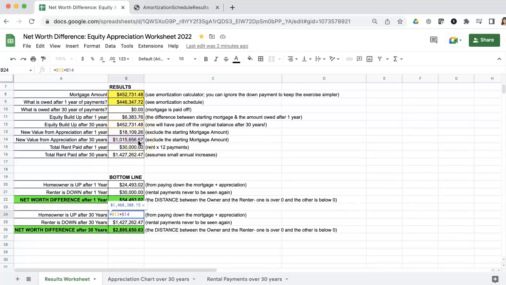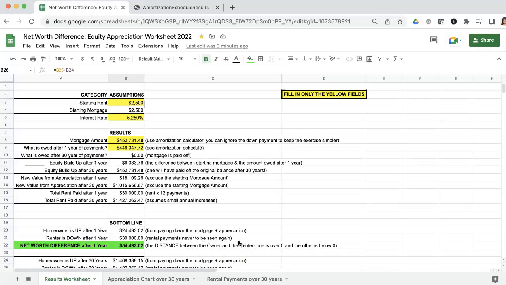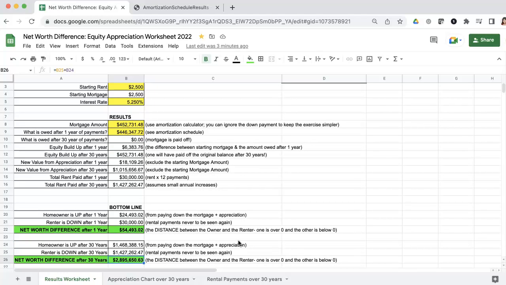After 30 years, the homeowner is up by the value of the equity they've paid down, the original mortgage, and the new appreciation, so 1.468, and they're down 1.427 in rent that they've paid over 30 years that they'll never get back. So the net worth difference in this case is $2.895 million. And that is how you calculate the net worth difference between the homeowner and the renter over 1 year, 2 years, any number of years that you want to use, up to 30 years.